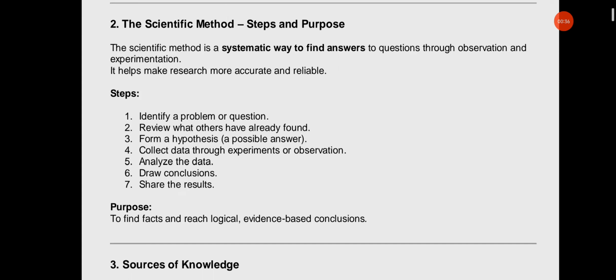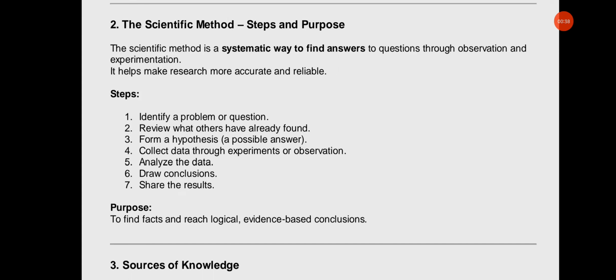The scientific method, steps, and purpose. The scientific method is a systematic way to find answers to questions through observation and experimentation. It helps to make research more accurate and reliable.